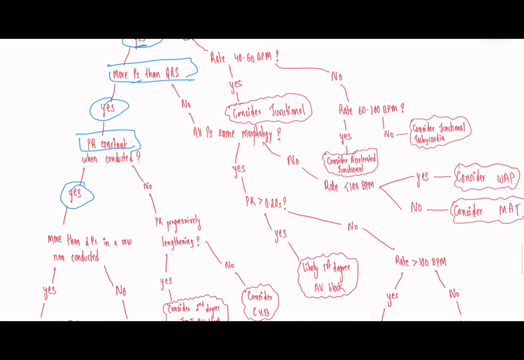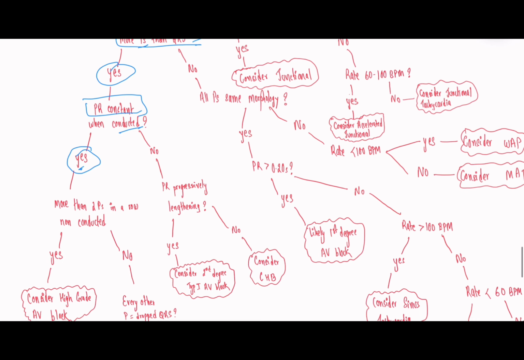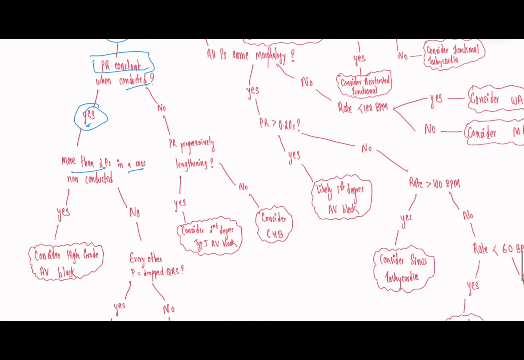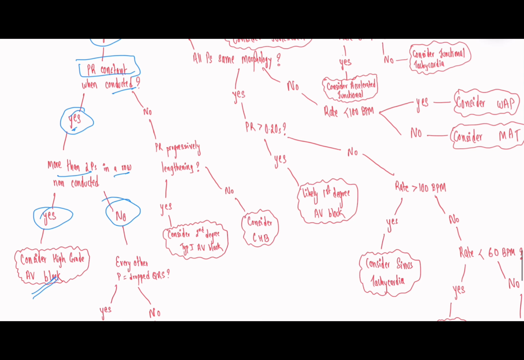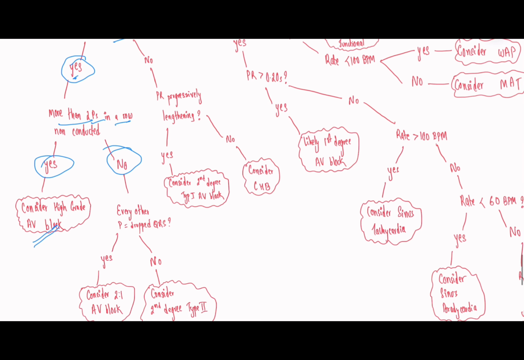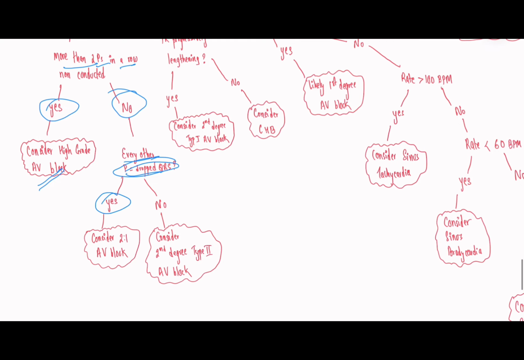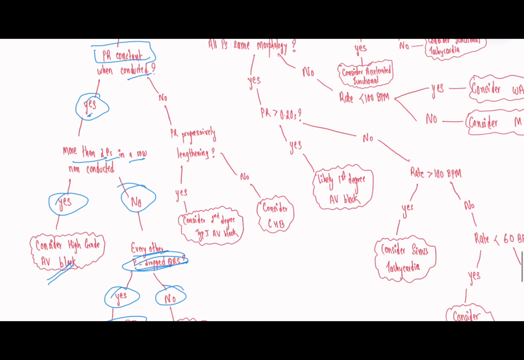If PR is constant, then we check whether there are more than 2 P waves in a row. If yes, then we consider it first degree AV block. If there is an absence of more than 2 P waves, we should check for a dropped P. If there is a dropped P, we should consider 2:1 AV block. If there is no dropped P, then consider second degree AV block.